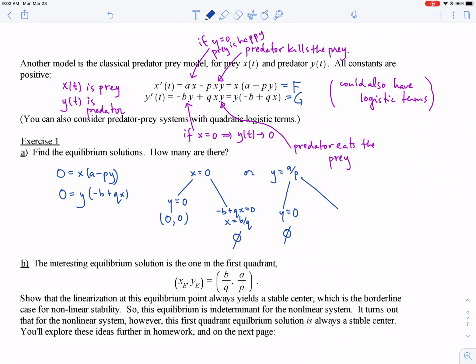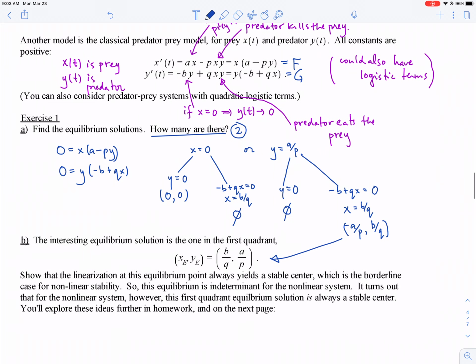Or if y is a over p, it could be that minus b plus qx equals 0, so x was b over q. And that gives us our second equilibrium point, (b over q, a over p). And so in this example, even though the right-hand sides were quadratic in x and y, we didn't get the 4 solutions we were expecting. We only got 2 equilibrium points.